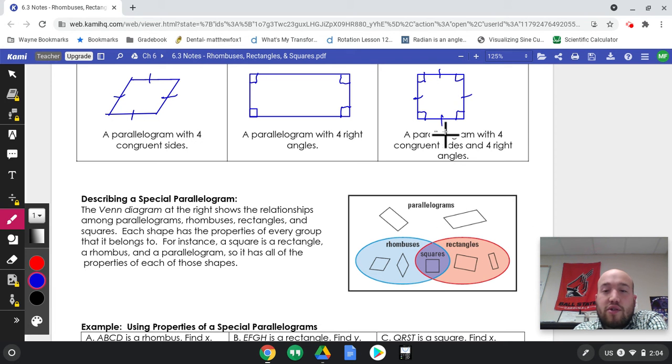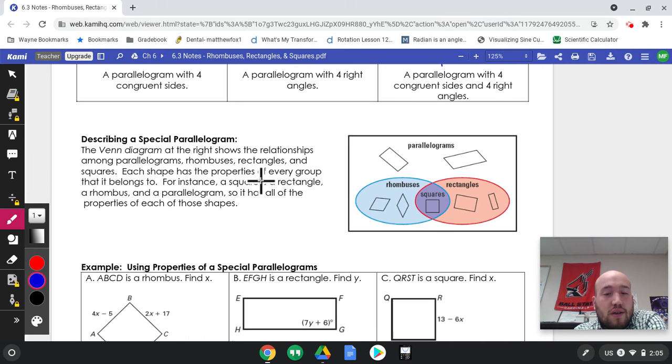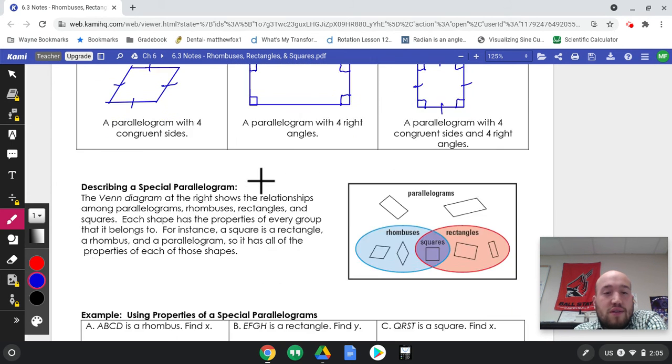It's also a parallelogram because opposite sides are congruent, opposite angles are congruent, consecutive angles add up to 180, diagonals would bisect. Meanwhile, a rectangle and a rhombus, those are both parallelograms, but they're not going to be squares because just because it's a rectangle does not mean it has to be a square. Okay? Just because it's a rhombus doesn't mean it has to be a square. It could be, but it doesn't have to be. Okay, so using these properties, there's only a few.